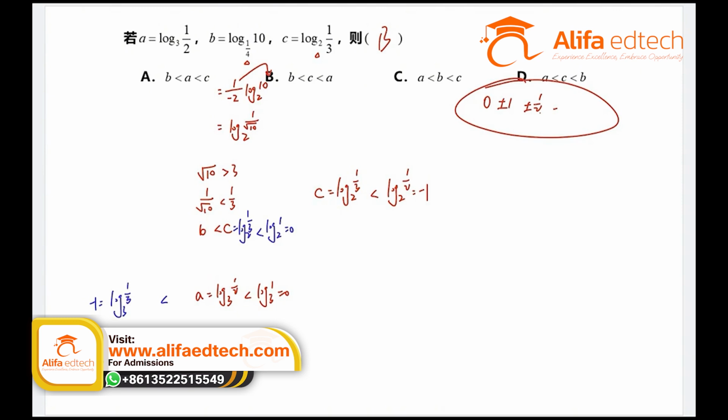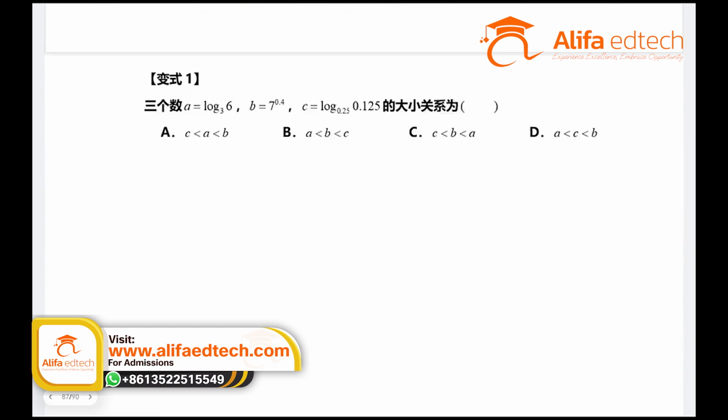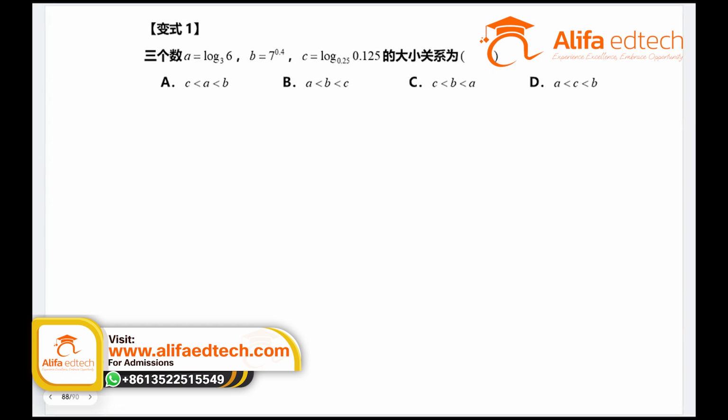Okay, now let's try a quick practice problem. We have three numbers, a equals log base 3 of 6, b equals 7 to the power of 0.4, and c equals log base 0.25 of 0.125.